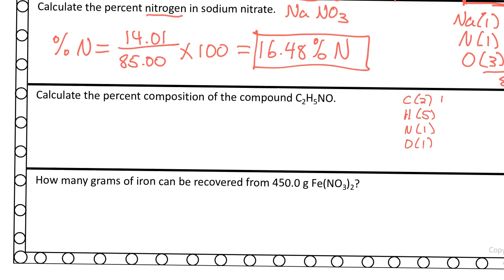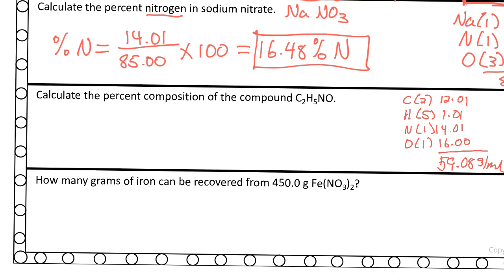So carbon, each one is going to weigh 12 point... Oh, carbon. You'd think I'd have this memorized by now. Carbon is 12.01. Hydrogen is 1.01. Nitrogen is 14.01. And oxygen is 16. So we're going to multiply all these out and then finally add them together. And your total for the compound should be a whopping 59.08 grams per mole.